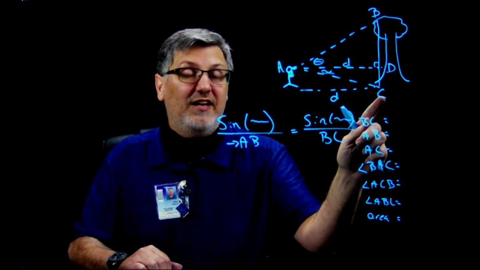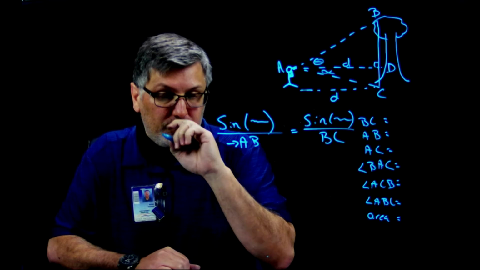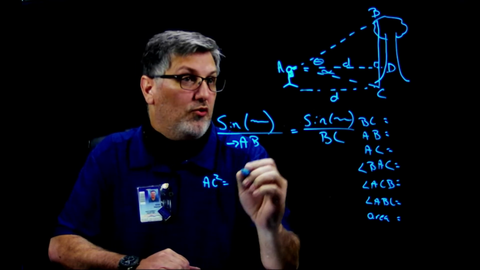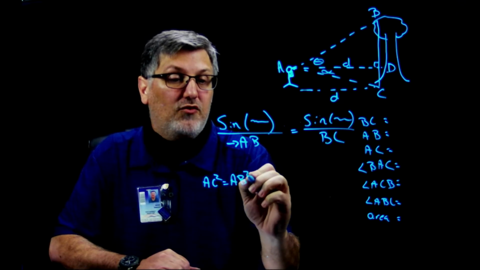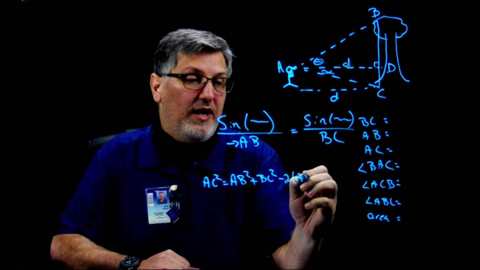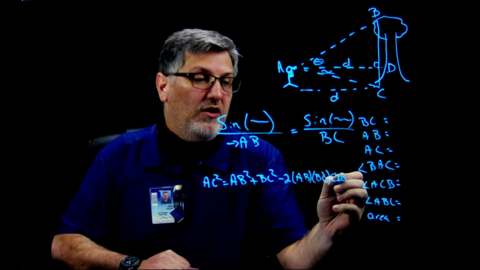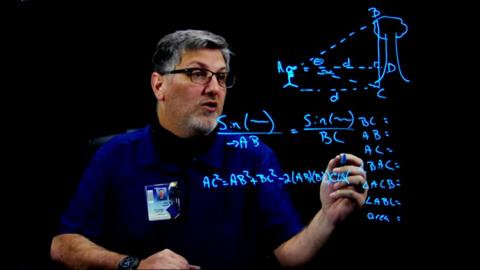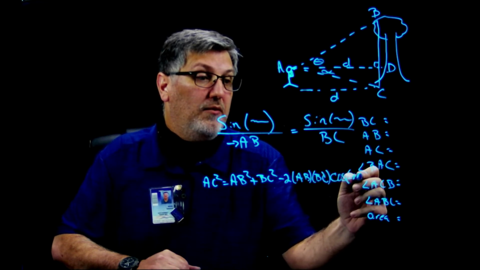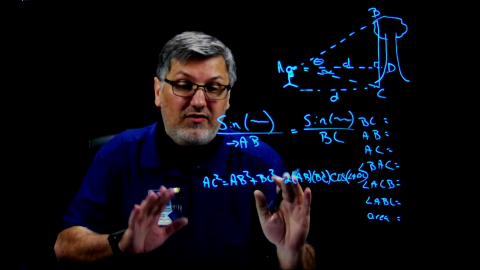To find AC, I need to see AC squared equals AB squared plus BC squared minus 2 times AB times BC times cosine of, I'll even give you the angle, angle ABC. I need to see this.